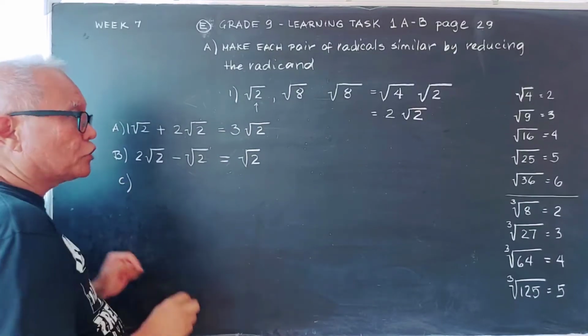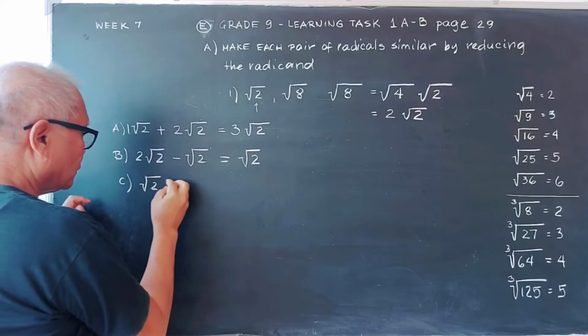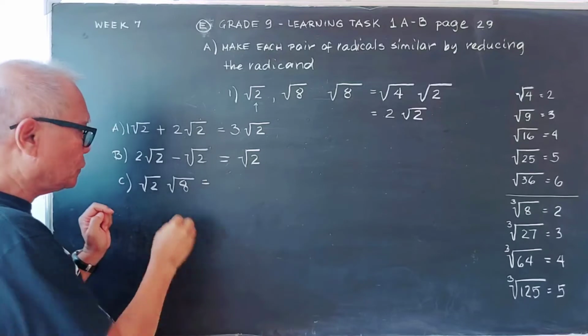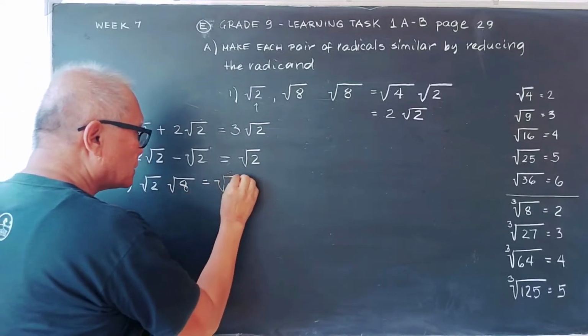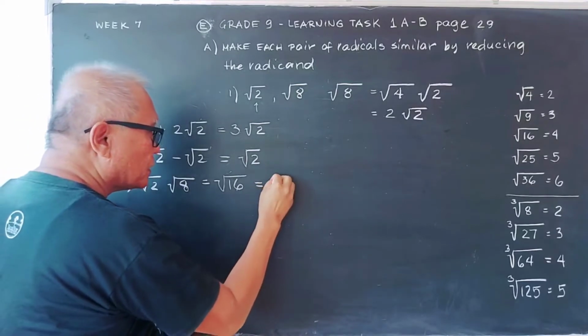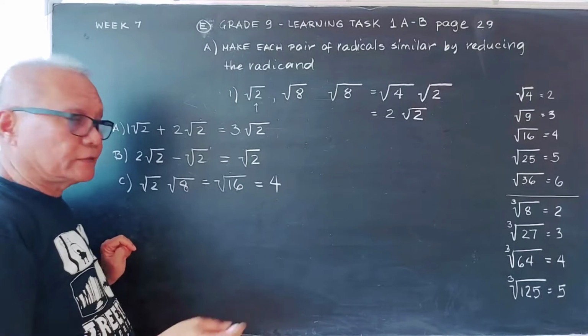C is multiplication. I-multiply natin siya. So, square root of 2 times square root of 8 is equal to 2 times 8 is square root of 16. And what is the square root of 16? 4. Because 4 times 4 is 16.